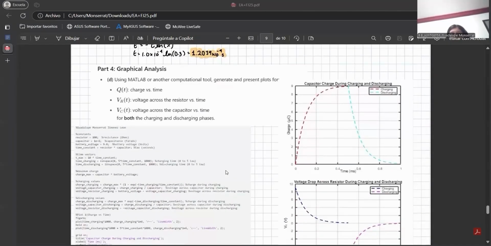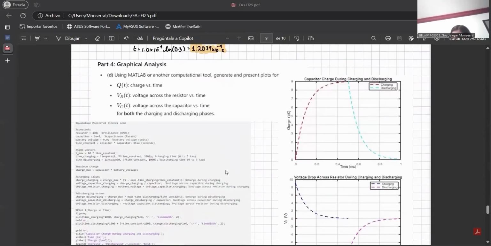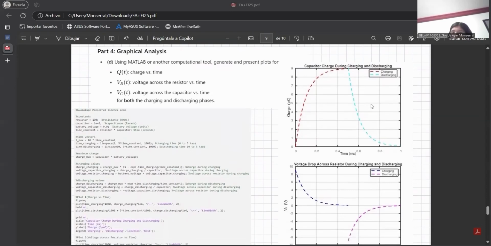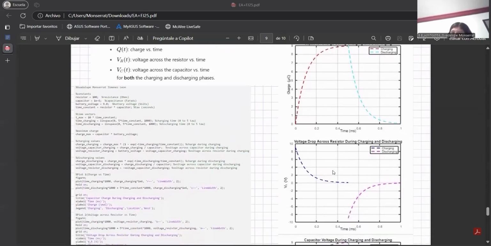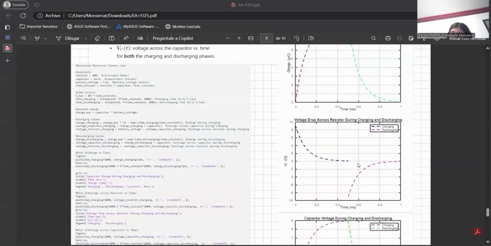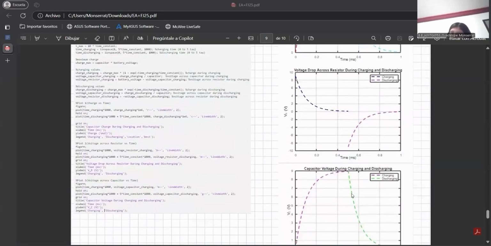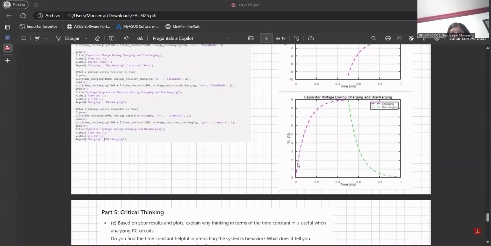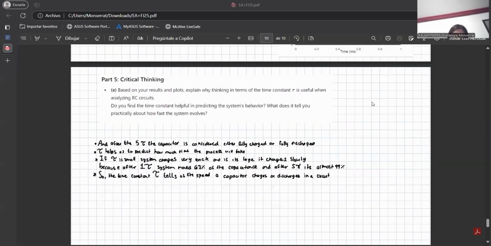Now for part 4, graphical analysis, here we have our presented plots: the capacitor charge during charging and discharging, the voltage drop across the resistor during charging and discharging, and the capacitor voltage during charging and discharging. Finally, for the critical thinking, the time constant helps us understand how fast or slow the capacitor charges or discharges.